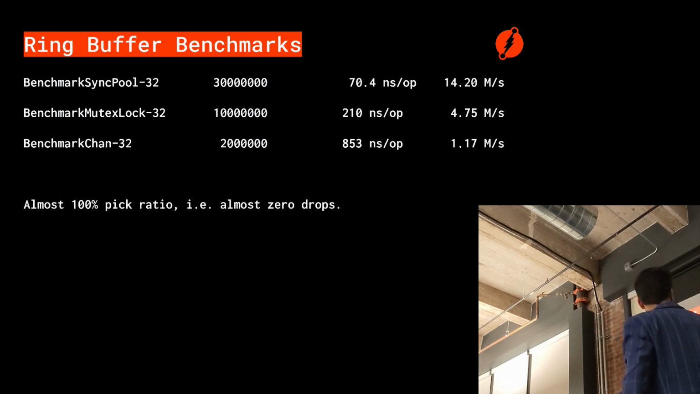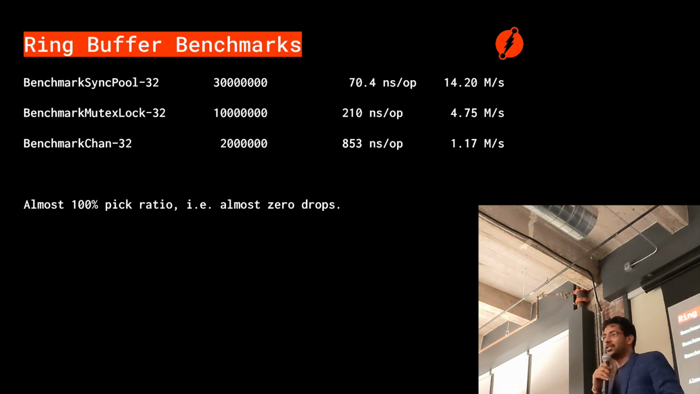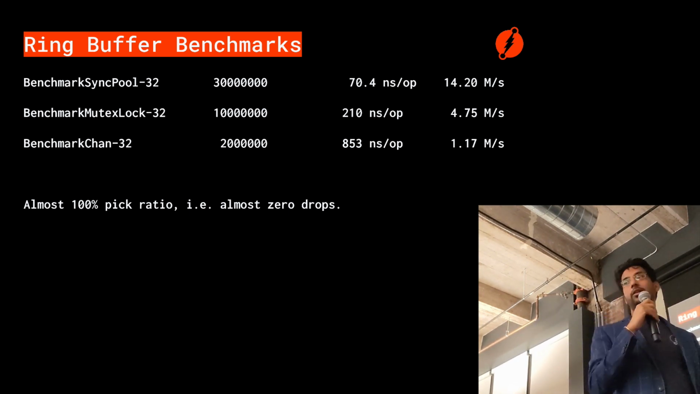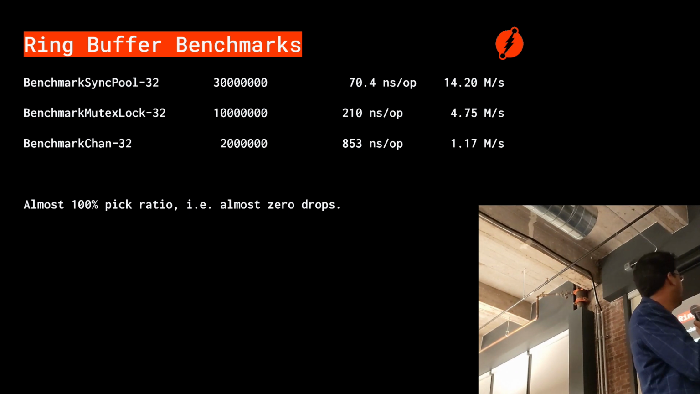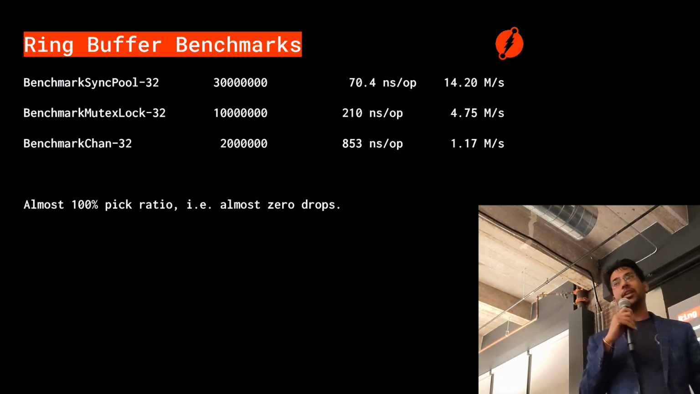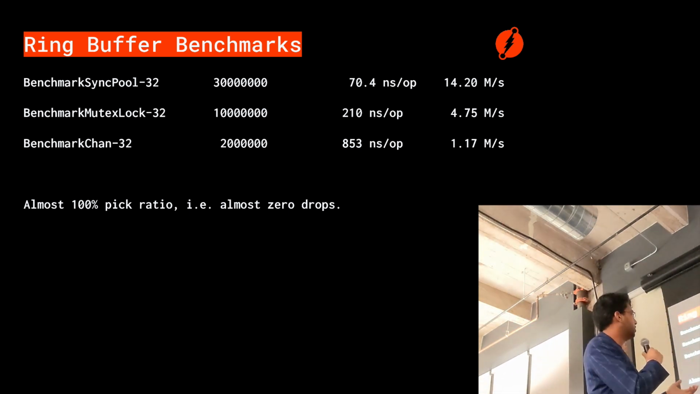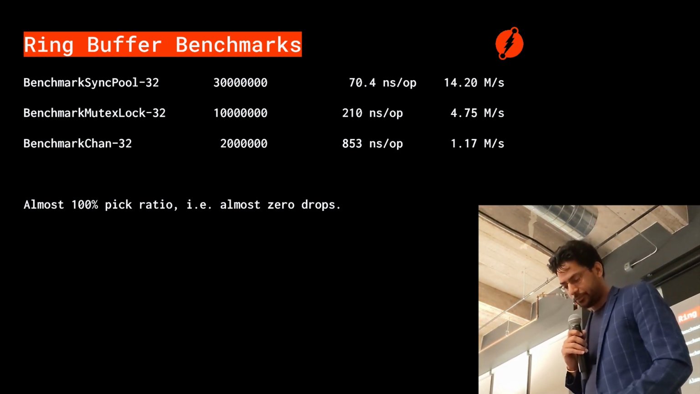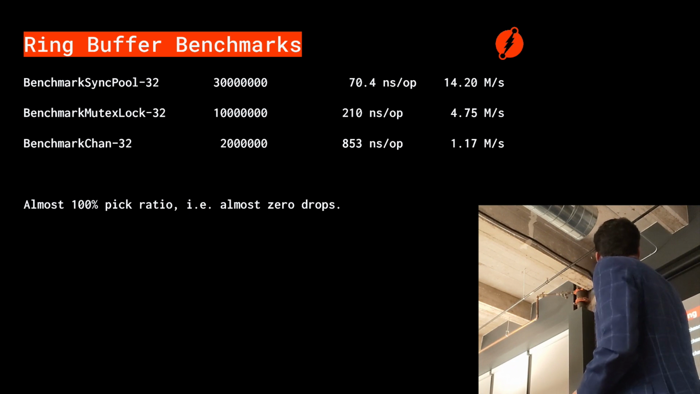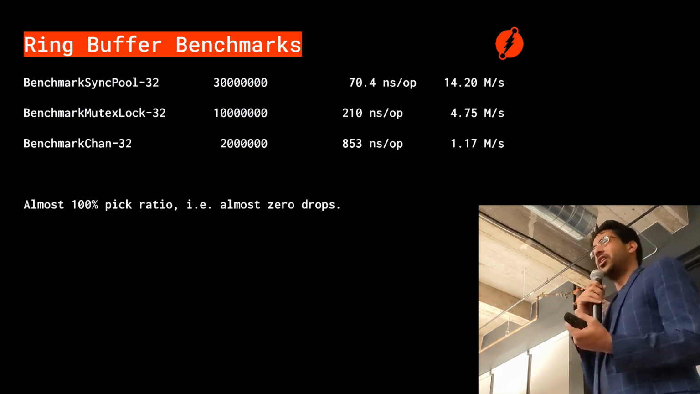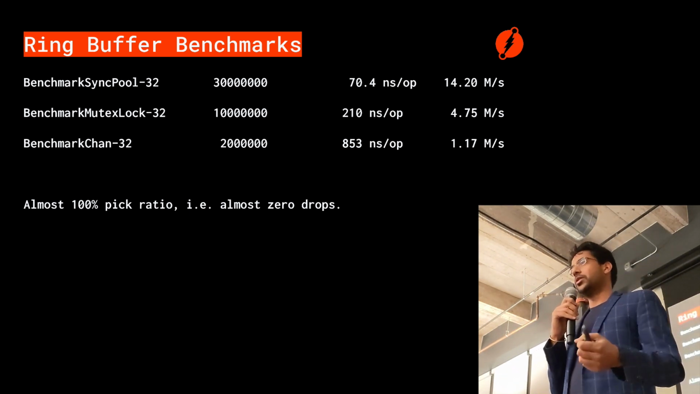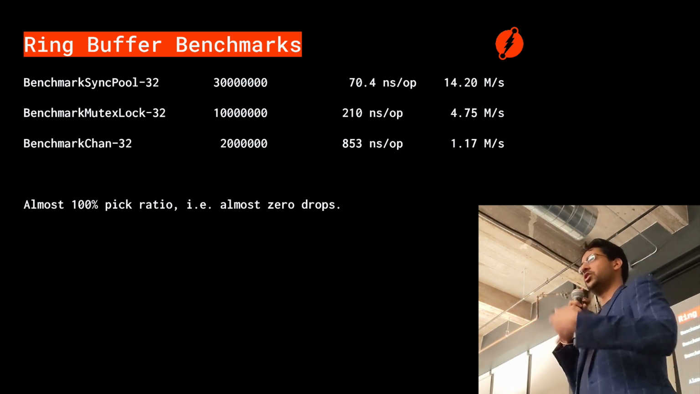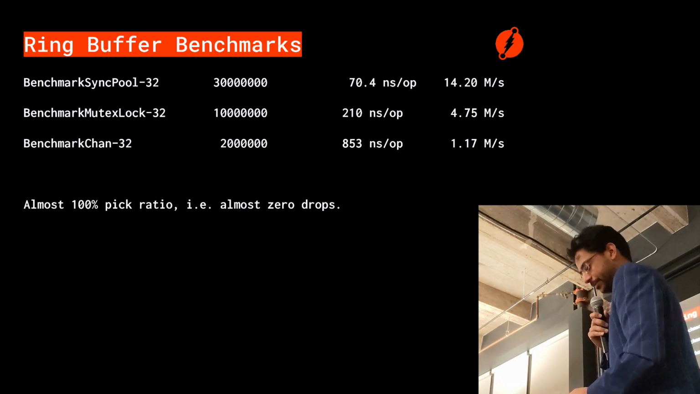Hey, so much better. You can do it in 70.4 nanoseconds per operation. If you were to use mutex lock, you would get 210 nanoseconds per operation, and if you were to use channels, then you get almost a microsecond per operation. And all of these come with almost 100% hit ratio, at least in our benchmarks, there are almost zero drops. But obviously, I think when GC runs, some things will be dropped.